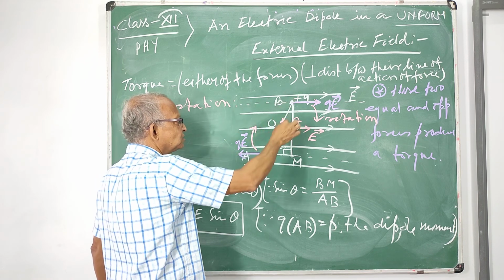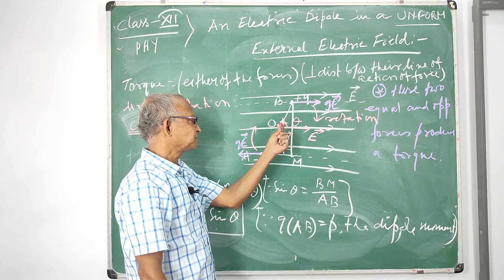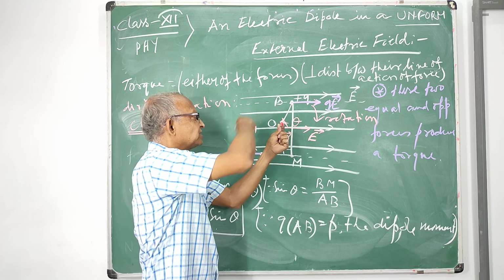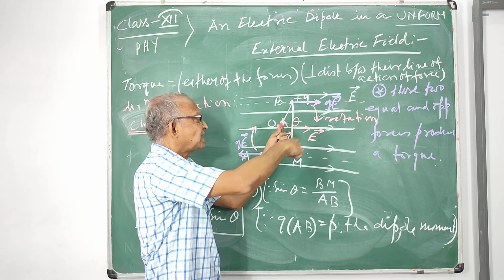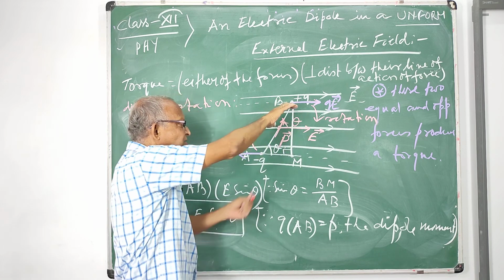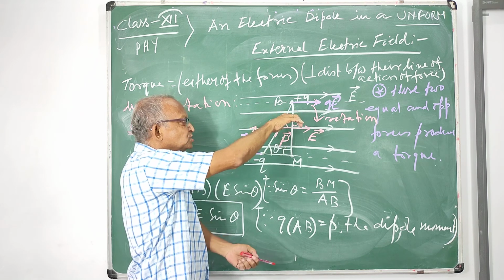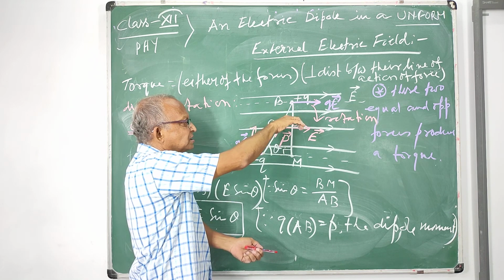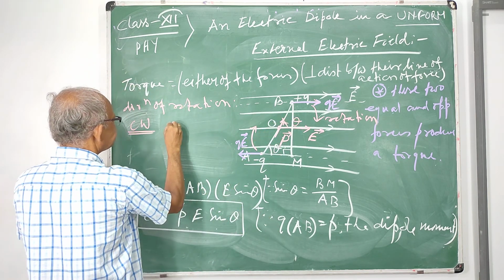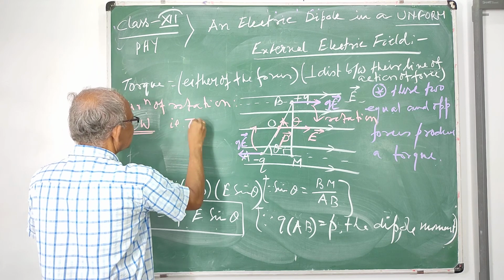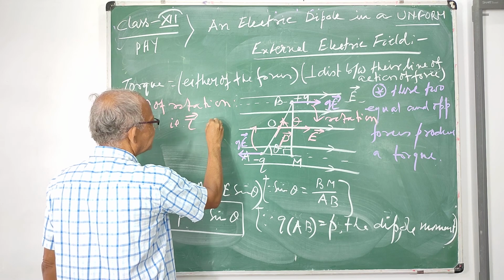AB is rotating about O as the axis, in the clockwise direction. Then what is the direction of this torque? My thumb points inward, perpendicular to the plane of the board. So I am writing that the torque is inward.